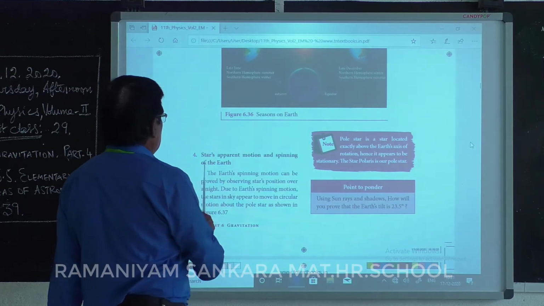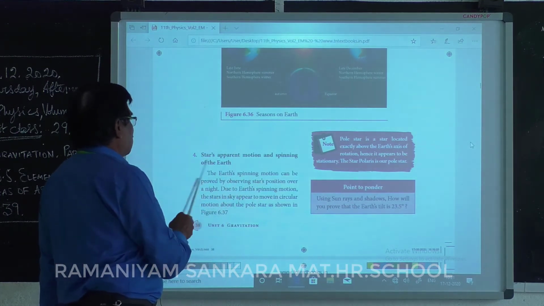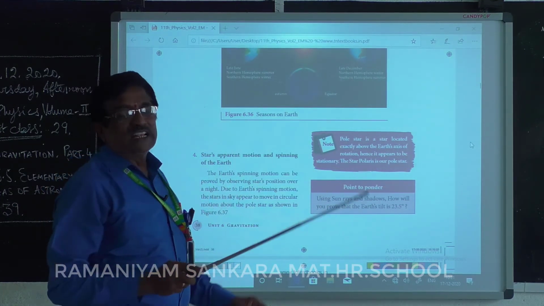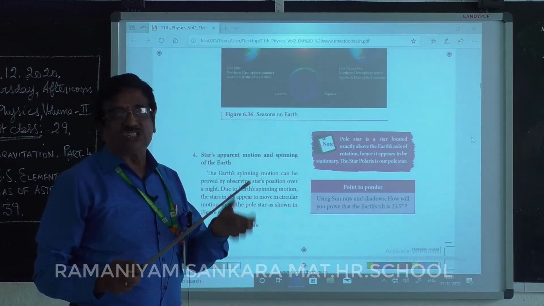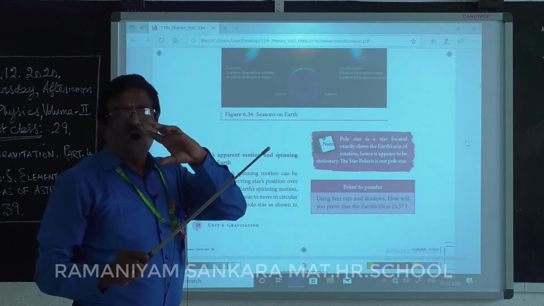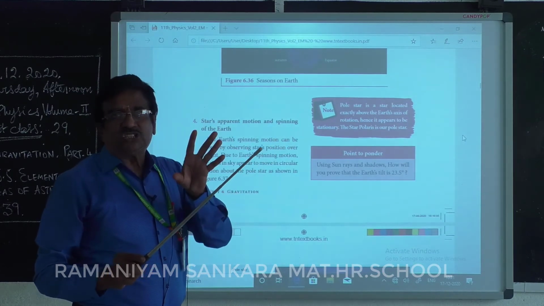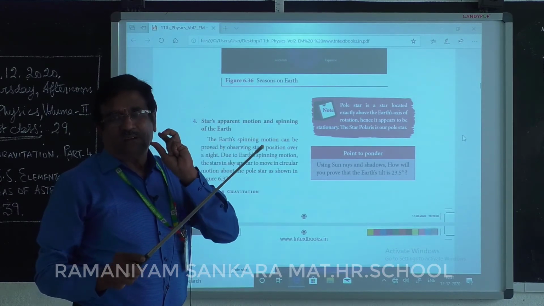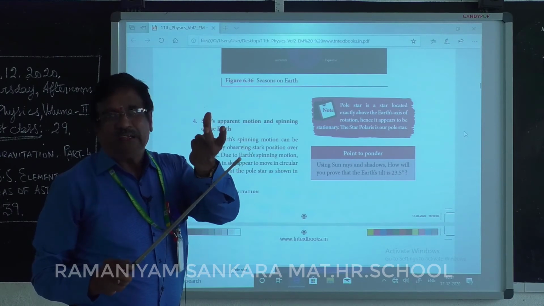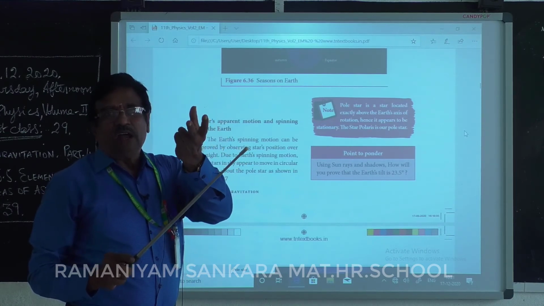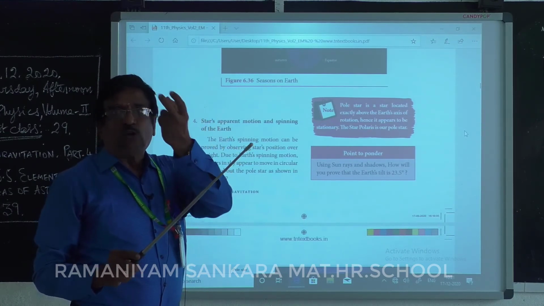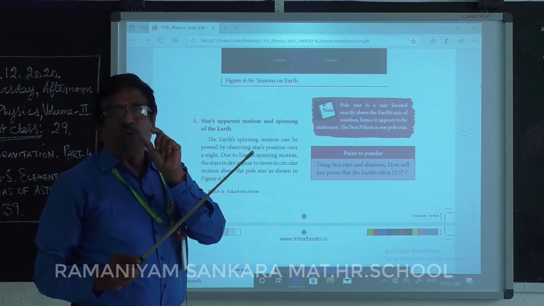Now we go to the stars' apparent motion and the spinning of the earth. What is the stars' apparent motion? The sun is a star. Like this, there are numerous stars around in the sky, in the universe. How are they moving? When they are moving away, they recede. When they are coming towards us, we are going to use shift.